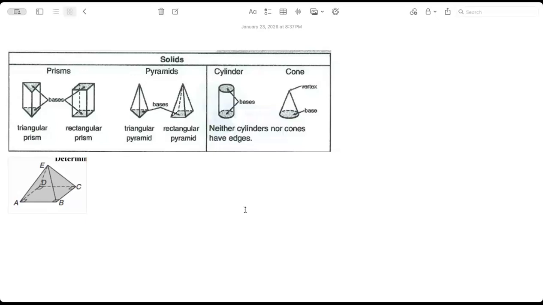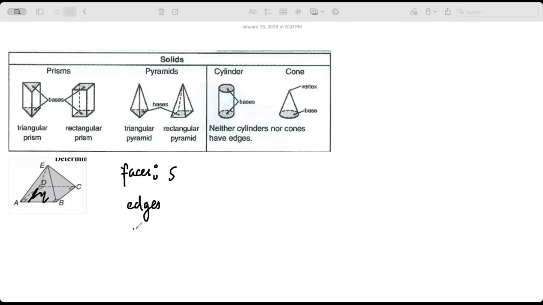Anybody, guys? Do you know what the number is? We'll discuss now, because these are from your early elementary school. Go ahead. Faces. Faces is 5, because the base and then the sides make 5. Edges. There's 8. Good job.